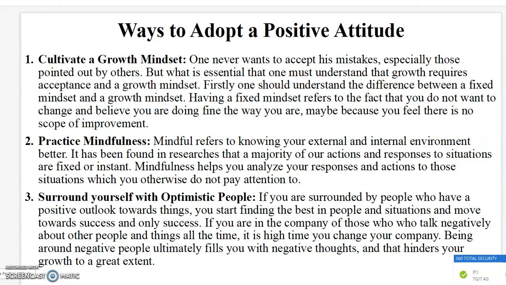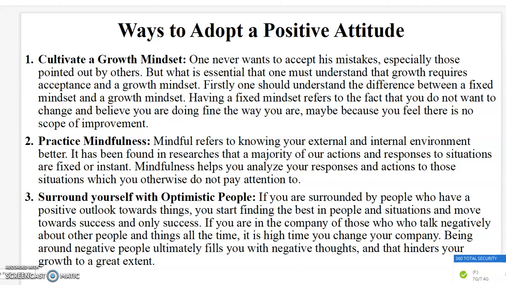One never wants to accept mistakes, especially those pointed out by others. But what is essential is that one must understand that growth requires acceptance and a growth mindset. Firstly, one should understand the difference between a fixed mindset and a growth mindset. Having a fixed mindset refers to the fact that you do not want to change and believe you are doing fine the way you are, maybe because you feel there is no scope of improvement.